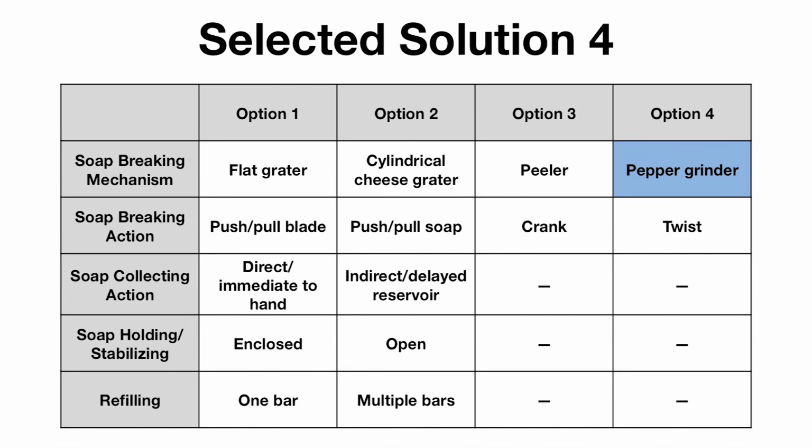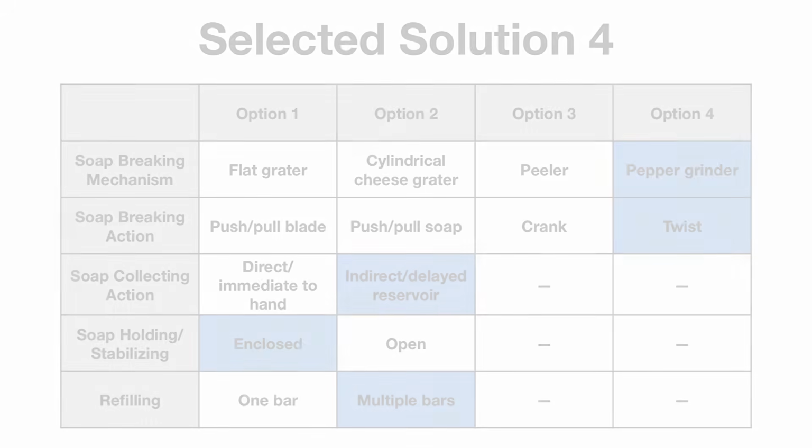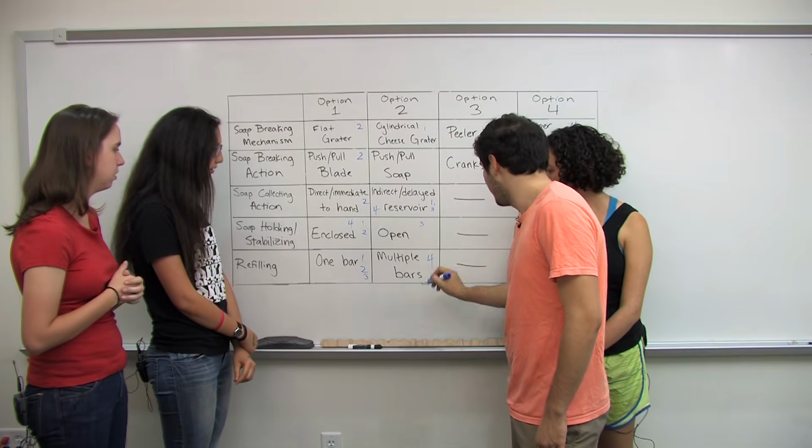Cool. I guess a cool solution would be if we used, I think, a pepper grinder. Okay. So I think with that, like naturally it goes with a twisting motion. I think with that too, if we want to be able to have it one-handed, it would have to go into an indirect delayed reservoir at first. So you kind of twist it, it stays there, and then you somehow get the soap. So I guess if it stays somewhere, then I think it would be enclosed. Okay. And then I think it could handle multiple bars if it was a big enough machine. Big enough. Okay. Yeah. And then you wouldn't have to refill it as often.